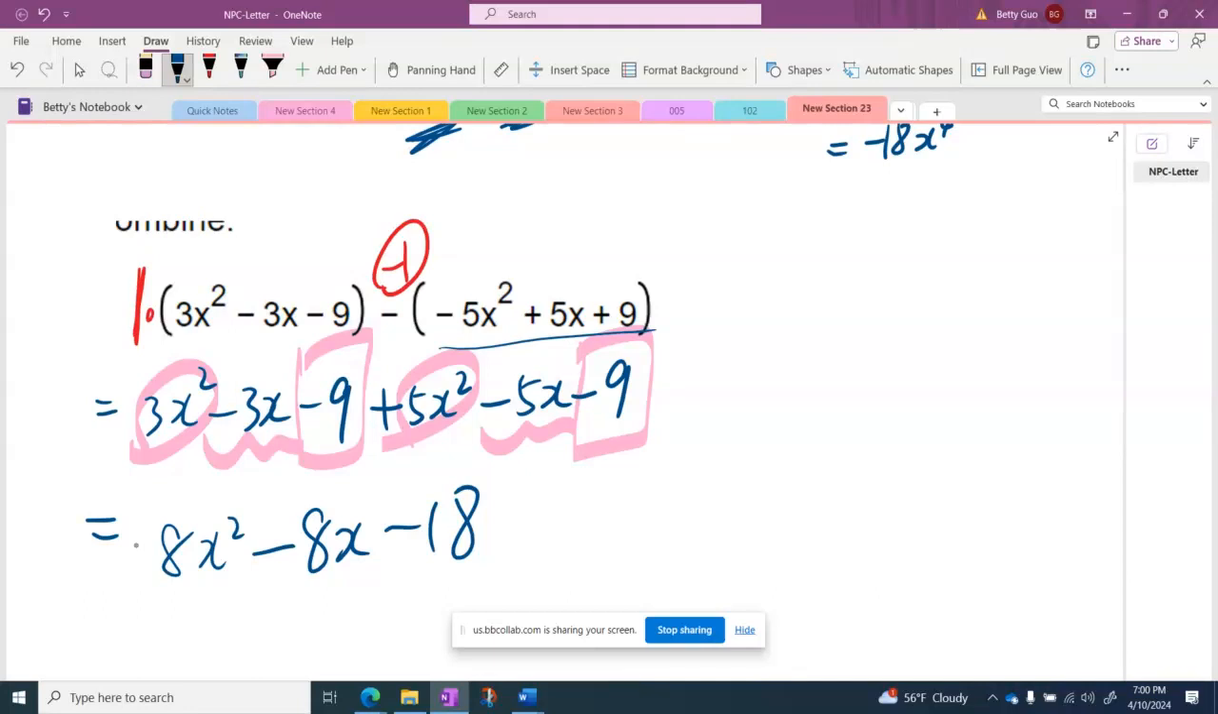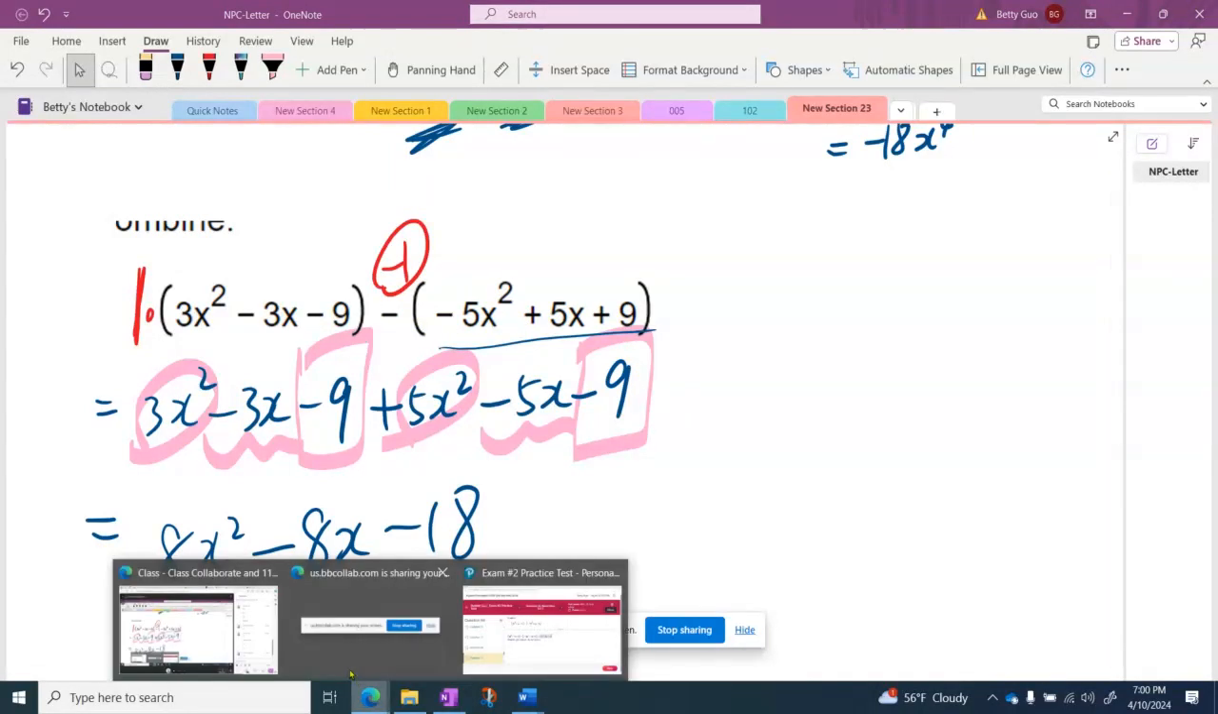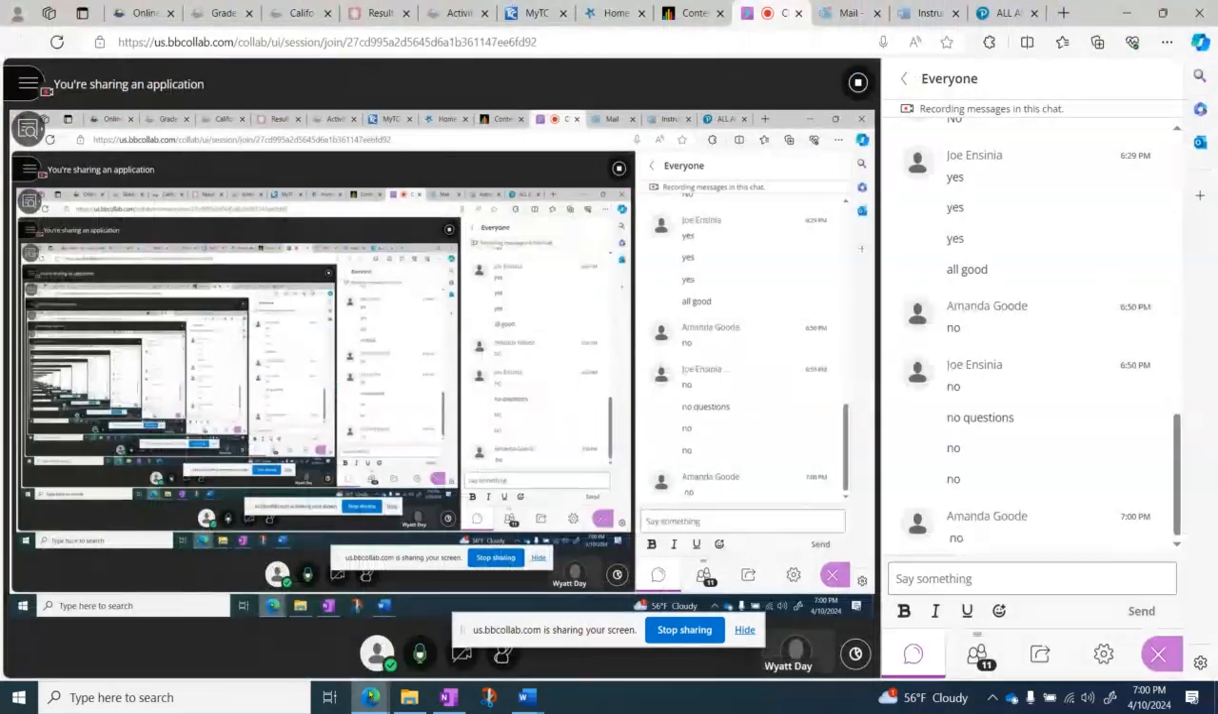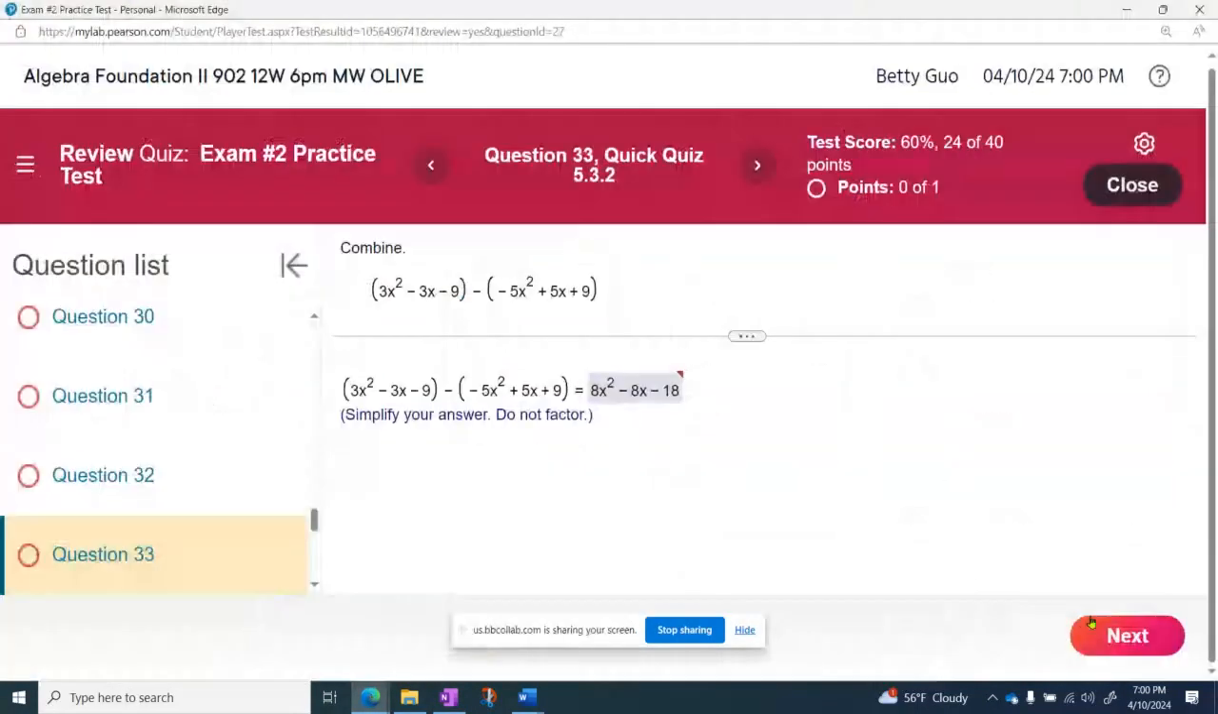Questions? Be very careful with the sign. When we're subtracting, whatever is inside the second parenthesis, once we remove the parentheses, is going to become its opposite. Okay, thank you. Next.